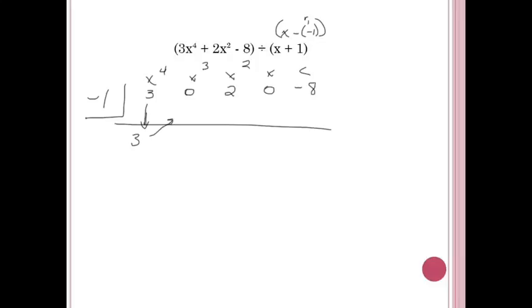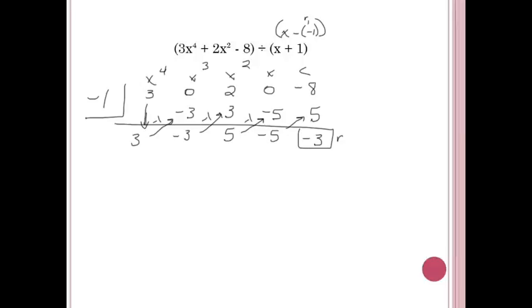Multiply by negative 1. So 3 times negative 1 is negative 3. Add, negative 3 plus 0 is negative 3. Multiply by negative 1. So that's going to be a positive 3. 3 plus 2 is 5. Multiply by negative 1. So that's going to be negative 5. Negative 5 plus 0 is negative 5. And then multiply by negative 1, and that's a positive 5. Add that, and you get negative 3. So this is our remainder.